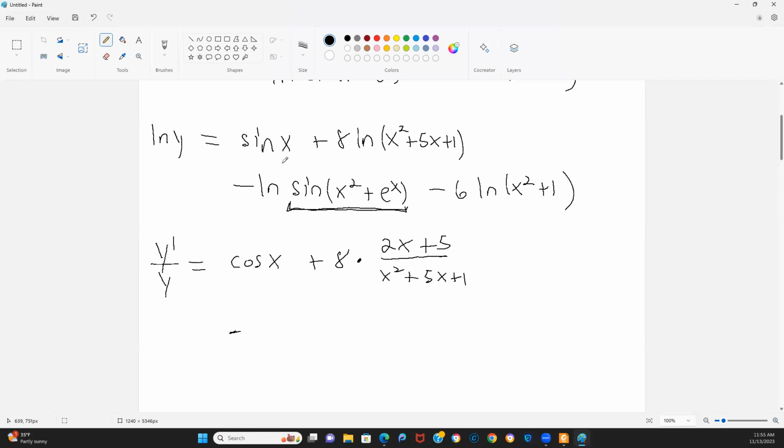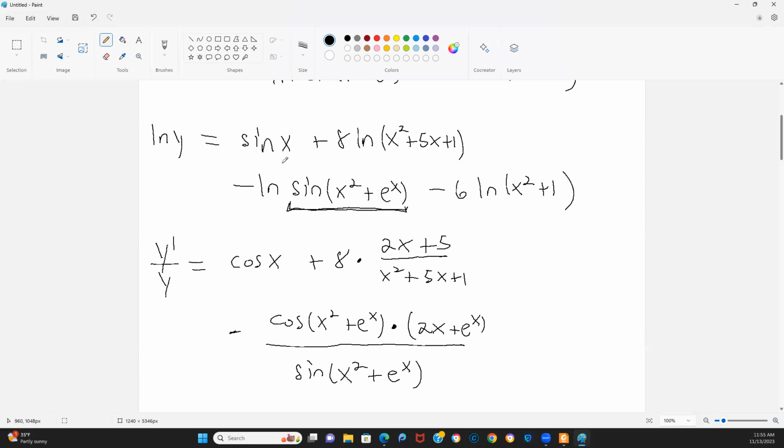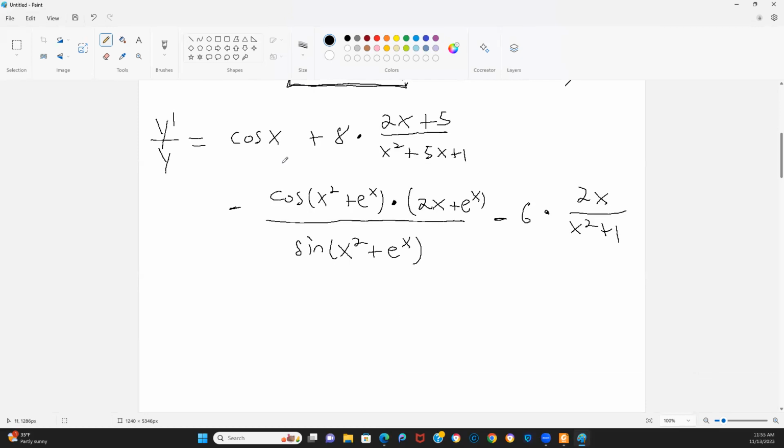So the derivative of this will be equal to cosine of (x squared plus e to the x) times the derivative of the inside, which, that's kind of bad notation, times (2x plus e to the x), and that's going to be over sine of (x squared plus e to the x), and that'll be minus 6 times 2x over (x squared plus 1). And then we can write this. Now we'll multiply both sides by y.